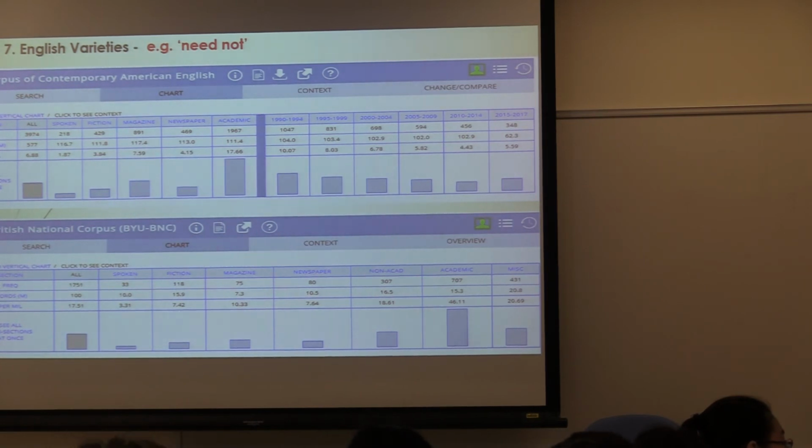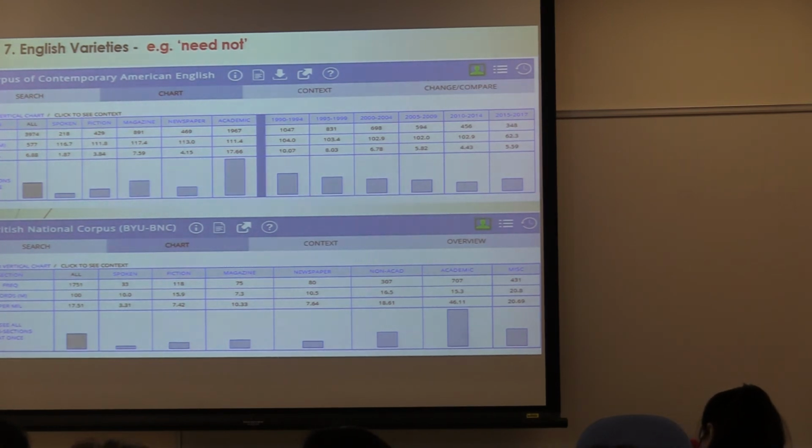So when you compare the frequencies like this, what's your conclusion? Need not is used more commonly in British English, especially compared with American English. So this is one difference between American and British English. That's true.